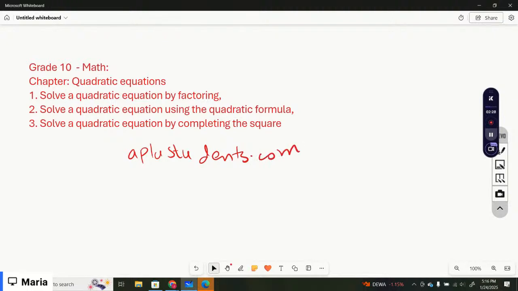You have to log in there using your email address and password as provided by the administrator. Then you have to select math from the subject tab. Scroll down to grade 10 math and then click on view all lessons. There you can find the list of the chapters. We're going to start with the chapter quadratic equations.